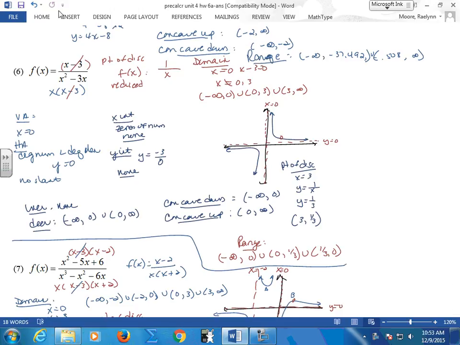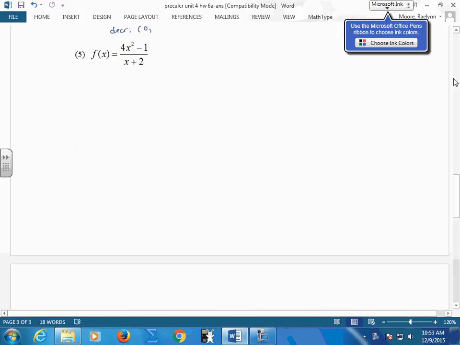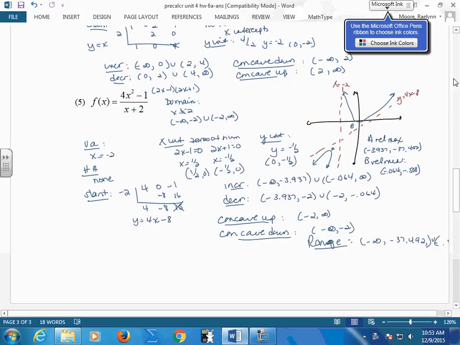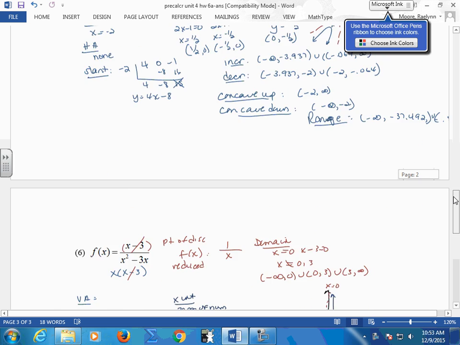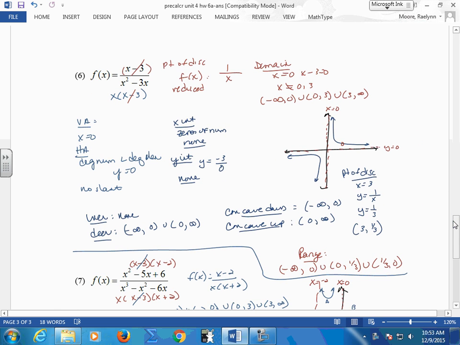Now, the most important part, guys, is make sure you factor. First, start with your domain. After you factor, do your domain. Get your factors. Don't reduce it yet until you do your domain. After you do your domain, then you can reduce. And make sure you write a reduced format here, because from then on, after your domain, you're going to use that reduced format.